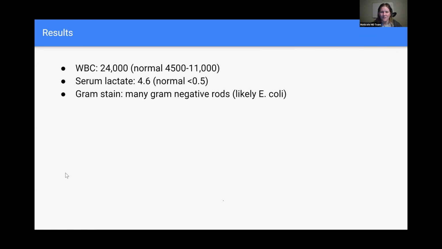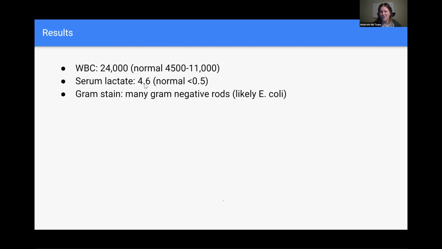Some people had mentioned also a white blood cell count, or sorry, a CBC and blood cultures as well. So we did a CBC and found that her white blood cell count is 24,000. Upper limit of normal is 11, so very significantly elevated here. Her lactate is also at 4.6.